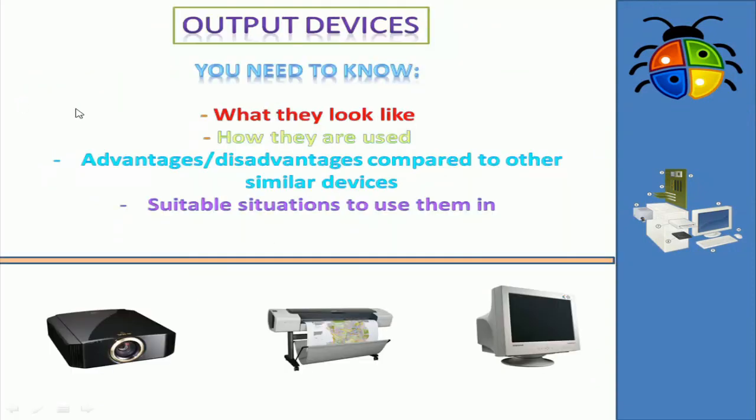Just a reminder, the same as with input devices, you need to know what they look like, how they are used, the advantages and disadvantages, and suitable situations in which to use them. You've got to be able to work out, given a scenario, which devices would be most appropriate and why, and be able to compare them. A common question in the exam might be, Tom works in a library and he has to take charge of books and borrowers. What input and what output devices would he use and why? And you'd have to compare and discuss.